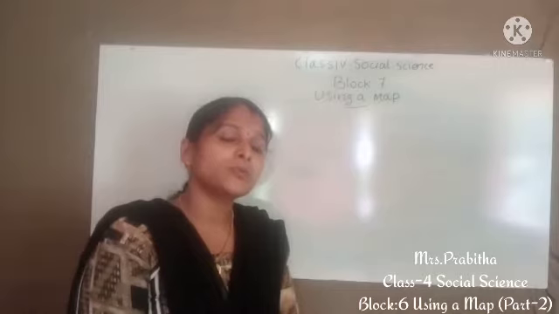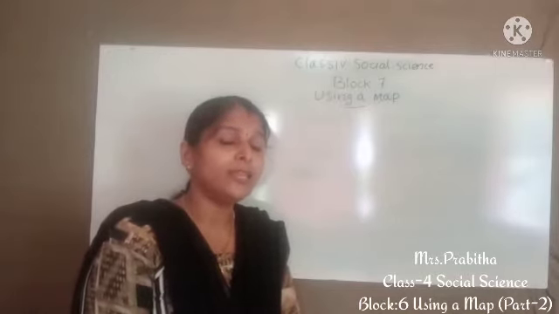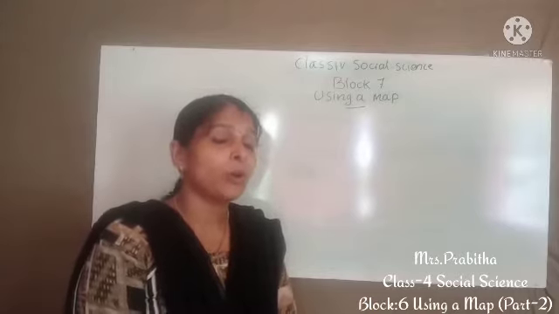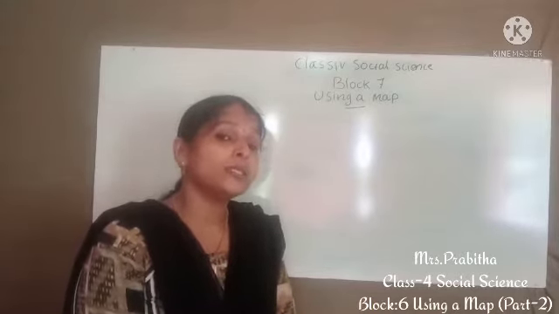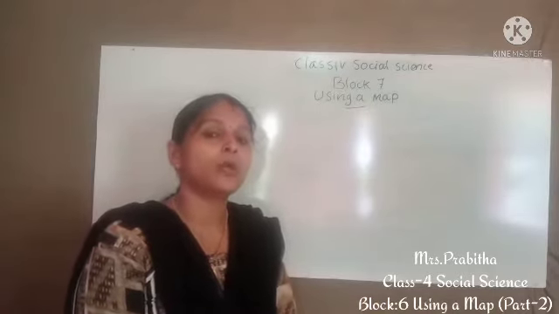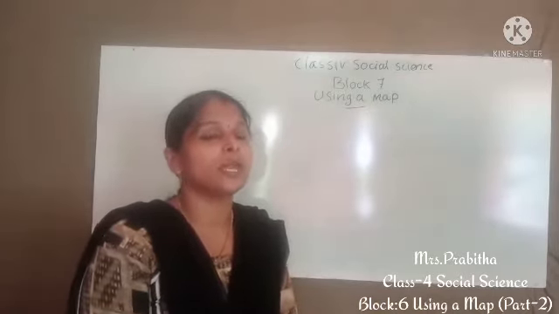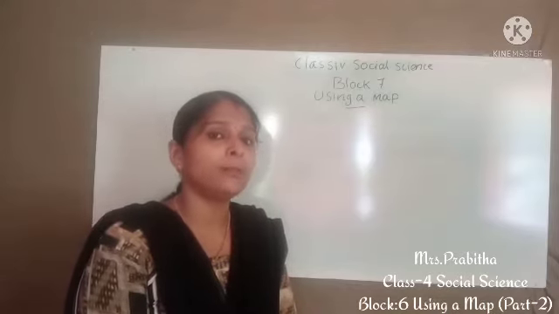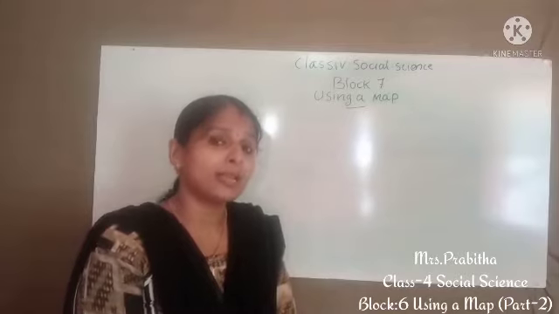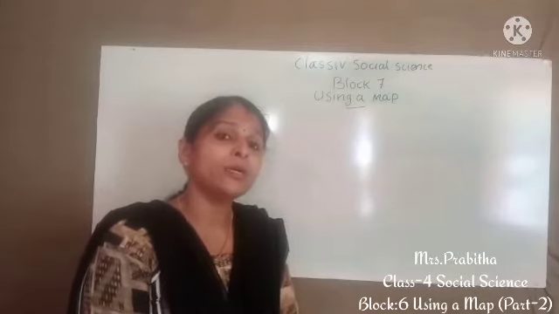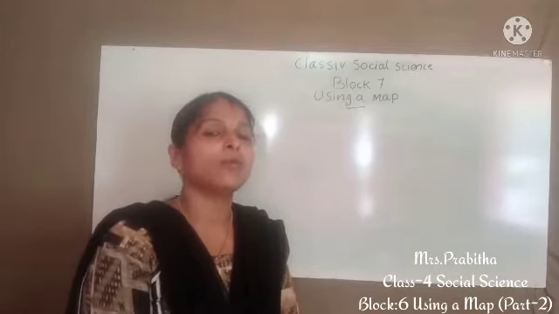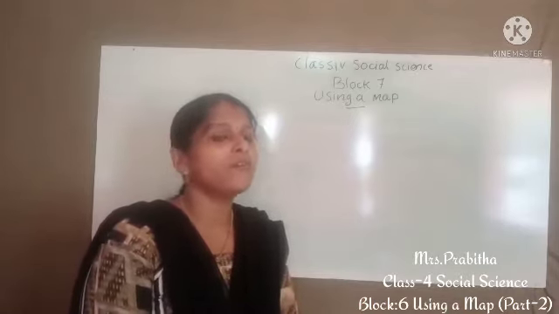In the last class we started block 7, using a map. We discussed what is a map. Drawing earth or a part of earth on a flat surface is called a map. And we also discussed what is an atlas. An atlas is a book that contains different types of maps.